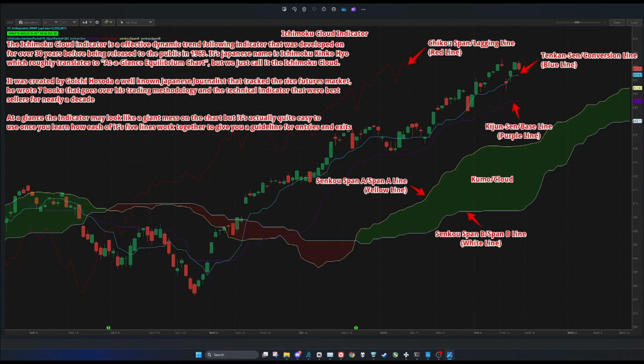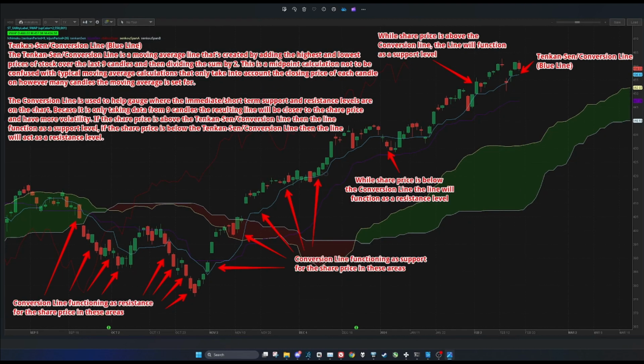So these 5 lines work as an indicator set to help you determine when to buy, when to get out, when to take no action, what the current trend of the stock is, and where the levels of support and resistance currently are. We're going to start with the first line, the Tenkan-sen conversion line.